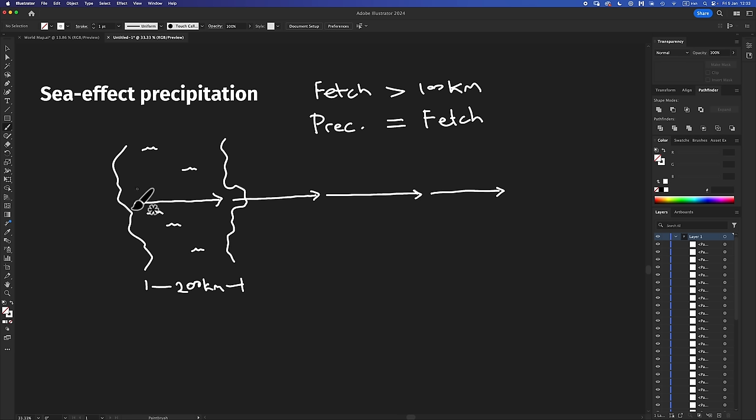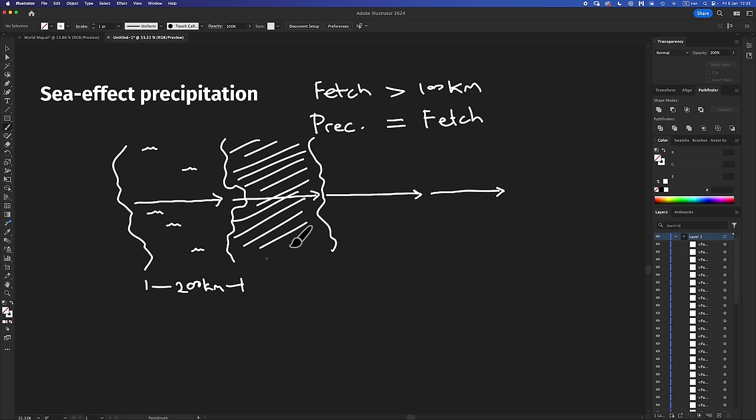So what is a fetch? A fetch is essentially the distance air travels unimpeded over water. So in this instance here, we have a fetch of 200 kilometers. And given this rule of thumb, that means that inland in a downwind direction, we can expect the first 200 kilometers of the land to receive precipitation. So I guess something roughly like this, all this area would receive sea effect precipitation.